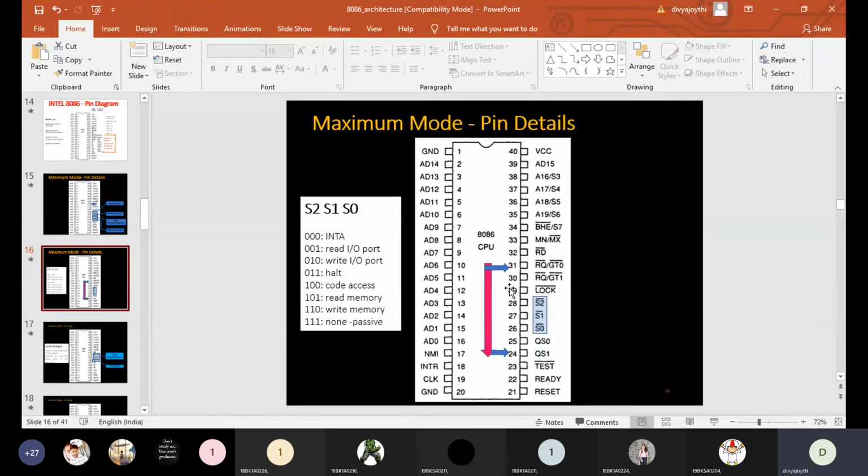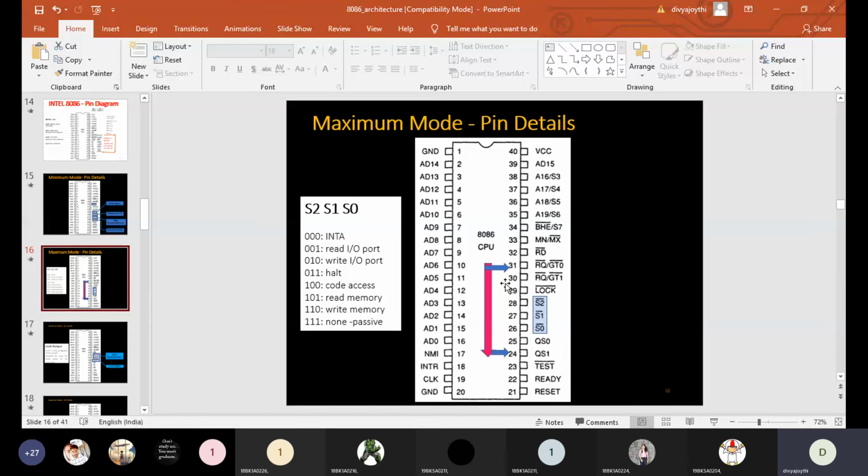Within the processor itself, for address lines there will be one master, for data lines there will be another master, and for control buses there will be another master. So if one master wants to take control over another master, then they will send their request to pin number 30 and 31, and through pin number 30 and 31 only they will get the permission also. If the processor grants the permission, then that will be acknowledged through pin number 30 and 31 only.